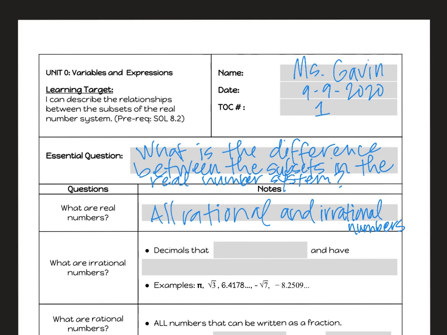Irrational numbers are decimals that never terminate, and a synonym for terminate is end. Never terminate, I'm going to put in parentheses, end. And have no repeating pattern. So we have a few examples below. Pi is an example, the square root of 3, and then we have a few other examples listed below.